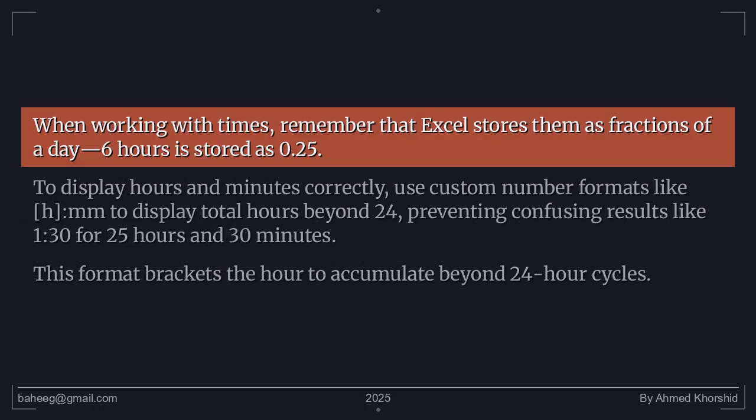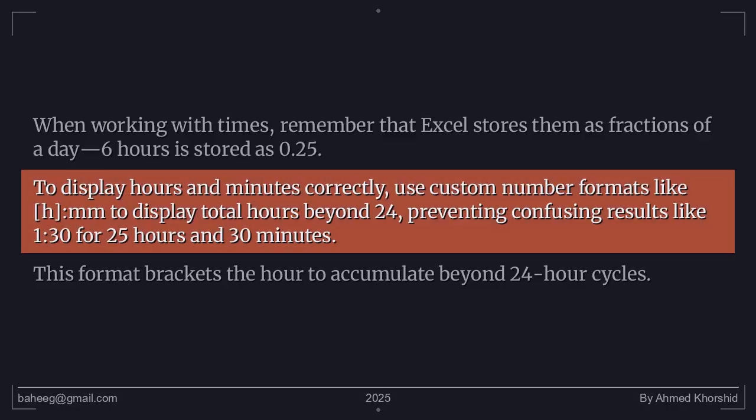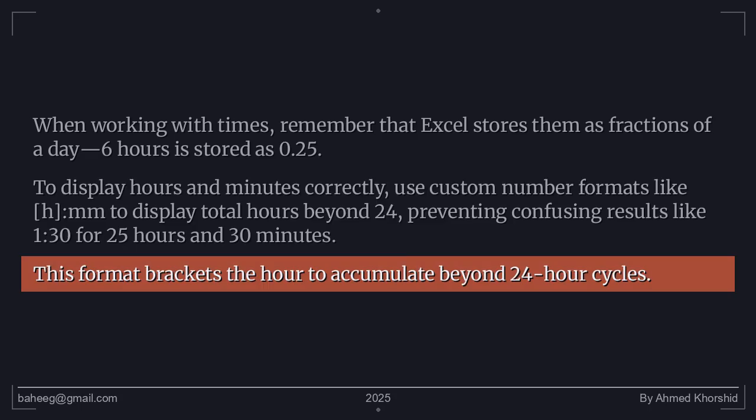When working with times, remember that Excel stores them as fractions of a day. 6 hours is stored as 0.25. To display hours and minutes correctly, use custom number formats like [h]:mm to display total hours beyond 24, preventing confusing results like 1:30 for 25 hours and 30 minutes. This format brackets the hour to accumulate beyond 24-hour cycles.